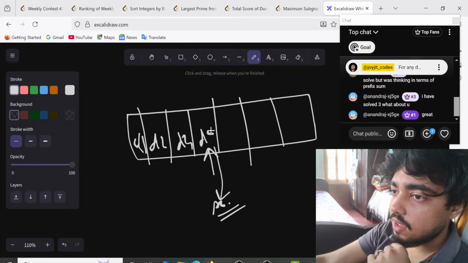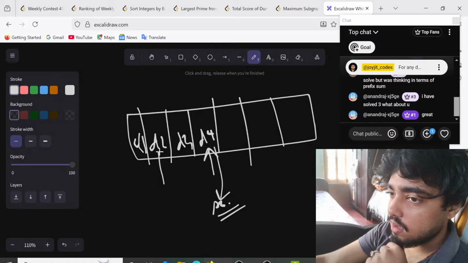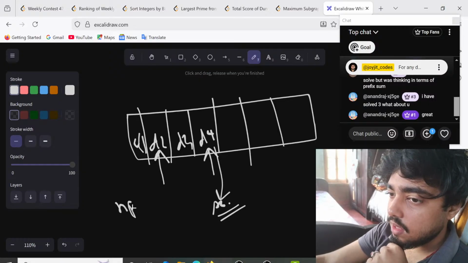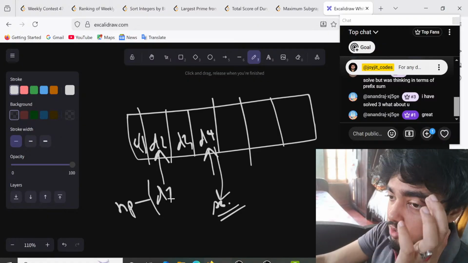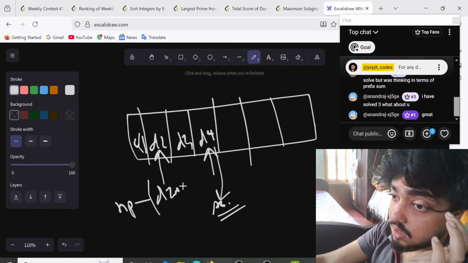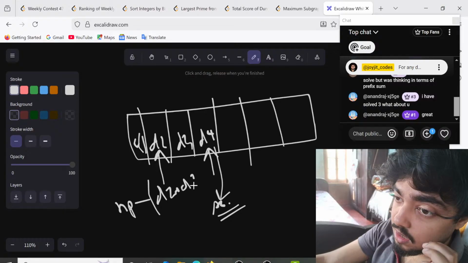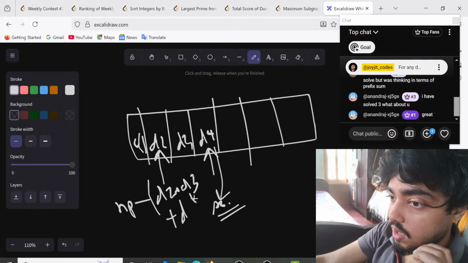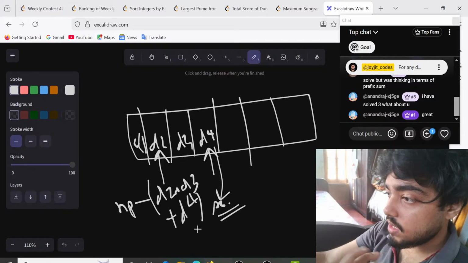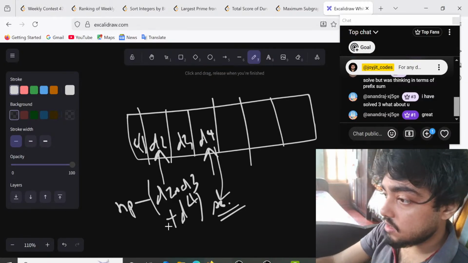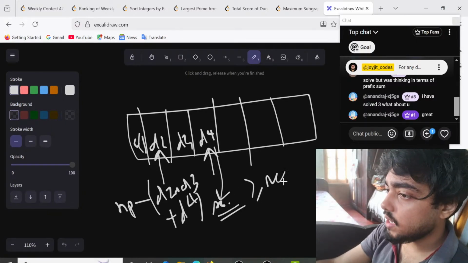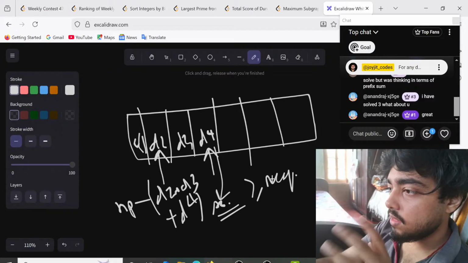Now if you want to start from this cell, that means HP minus d2 plus d3 plus d4. This value, the value that this is going to yield, should be greater than or equal to the requirement of that cell. Correct.